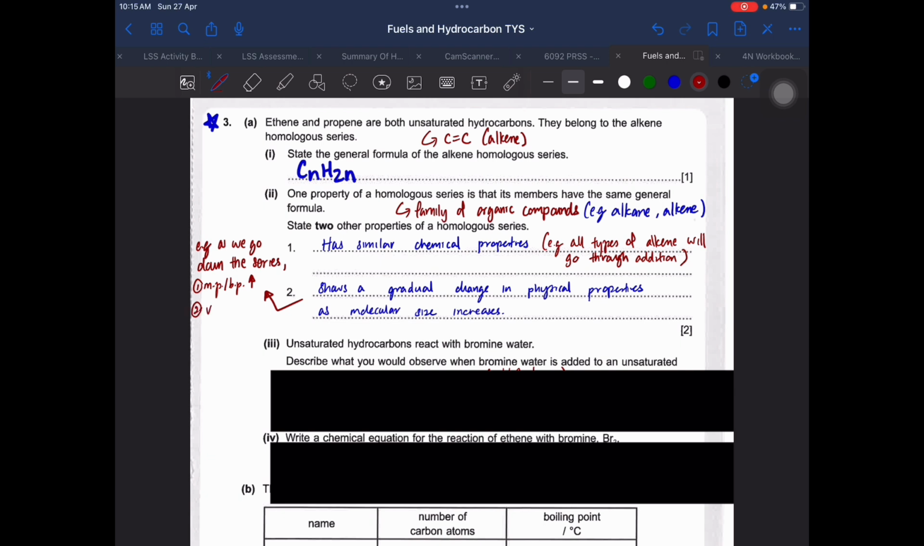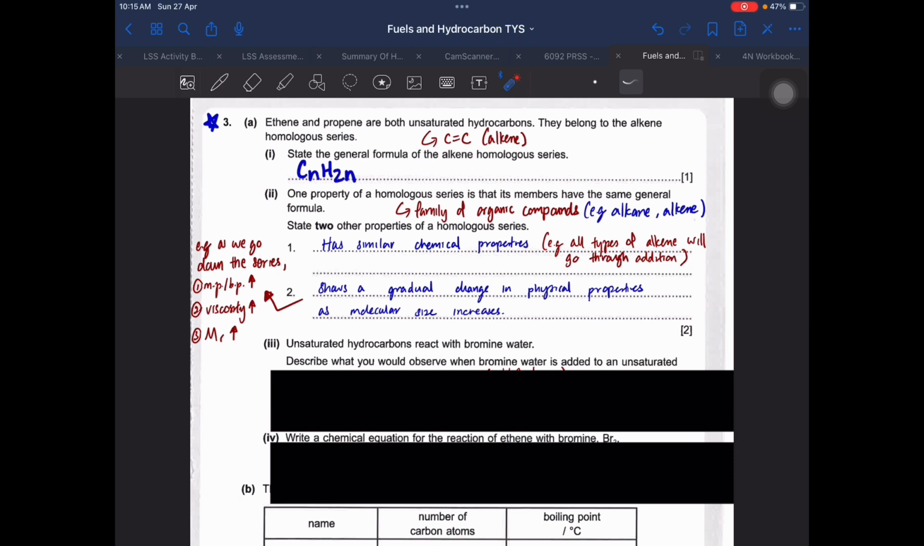Things like viscosity will increase, so on and so forth. Things like the Mr will increase because there is now more carbon, more hydrogen, so on and so forth. These are all what we call gradual change in physical properties as we go down the homologous series. Take note of this whole part in terms of the notes itself.